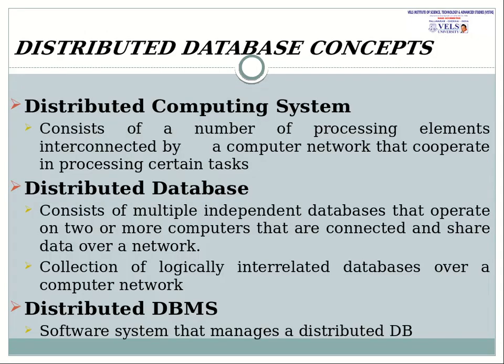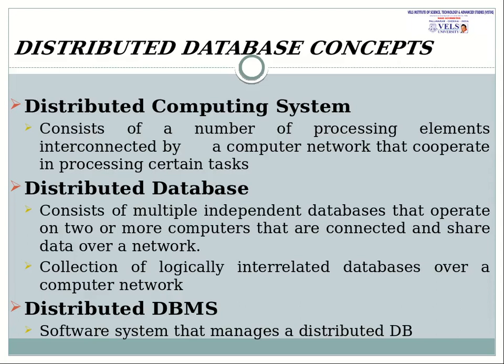The distributed database concepts consist of, first, the distributed computing system. What is a distributed computing system? It consists of a number of processing elements interconnected by a computer network that cooperate in processing certain tasks. If you have three or four processing elements, each processing element is interconnected by the computer network, and each processes a separate task.